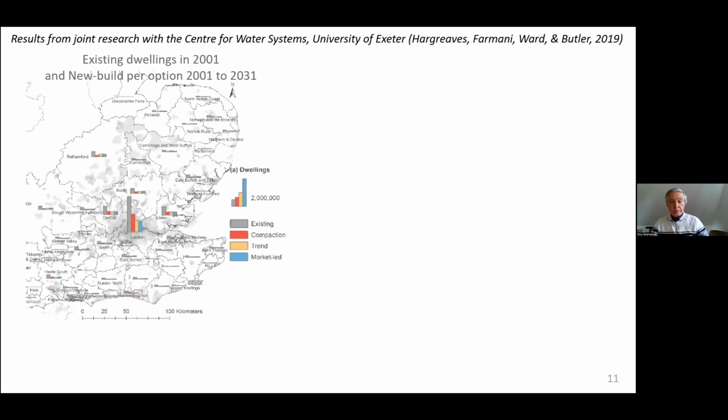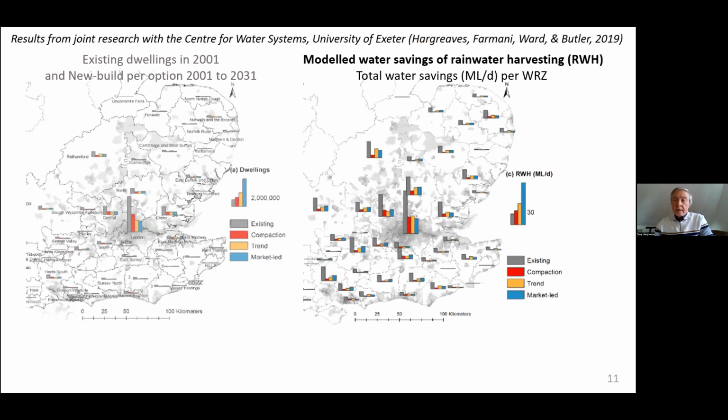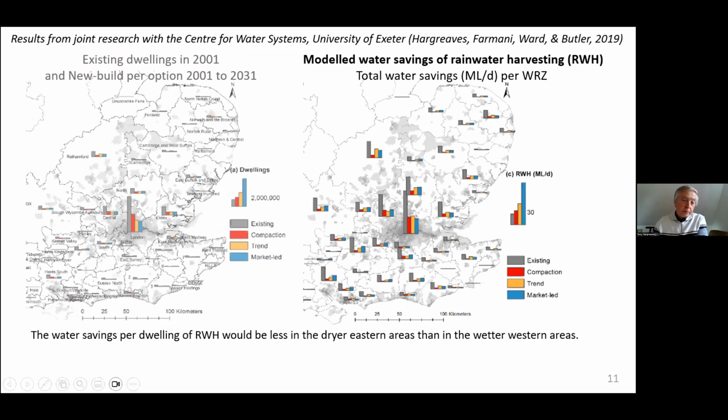So then, just to give an example for rainwater harvesting. On the left, you can see that the dwellings increase, and this shows the water savings per water resource zone. First, perhaps on either side of London, you can see that the increase in existing dwellings was fairly similar for two of the zones. If you then compare it to the map on the right, you can see that the water savings would be less in the east because the rainfall is much less in the eastern region than it is in the west. So the water savings per dwelling vary over the study area because of the rainfall.